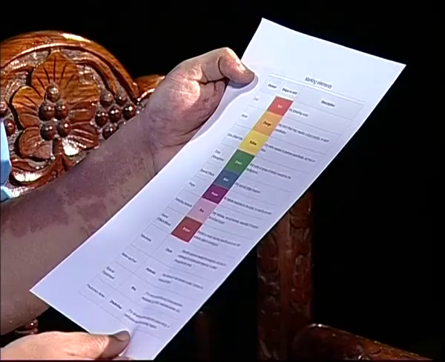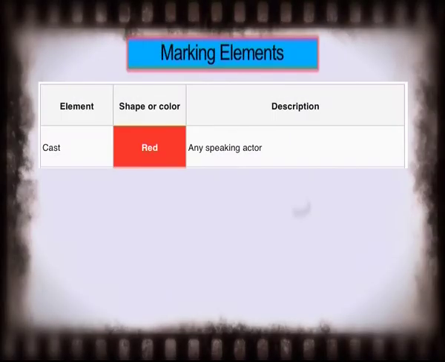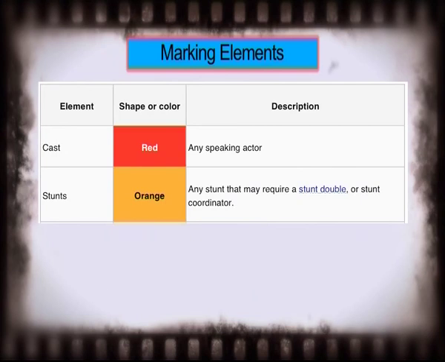So actually, all the elements which I have described before are color coded. And there is a standard format for this color coding. I'll show you how this coding is done according to the elements. So there is a process for marking these elements. For instance, for cast, we use color red. And by cast we mean any speaking actor. Then you have stunts, which is in color orange.